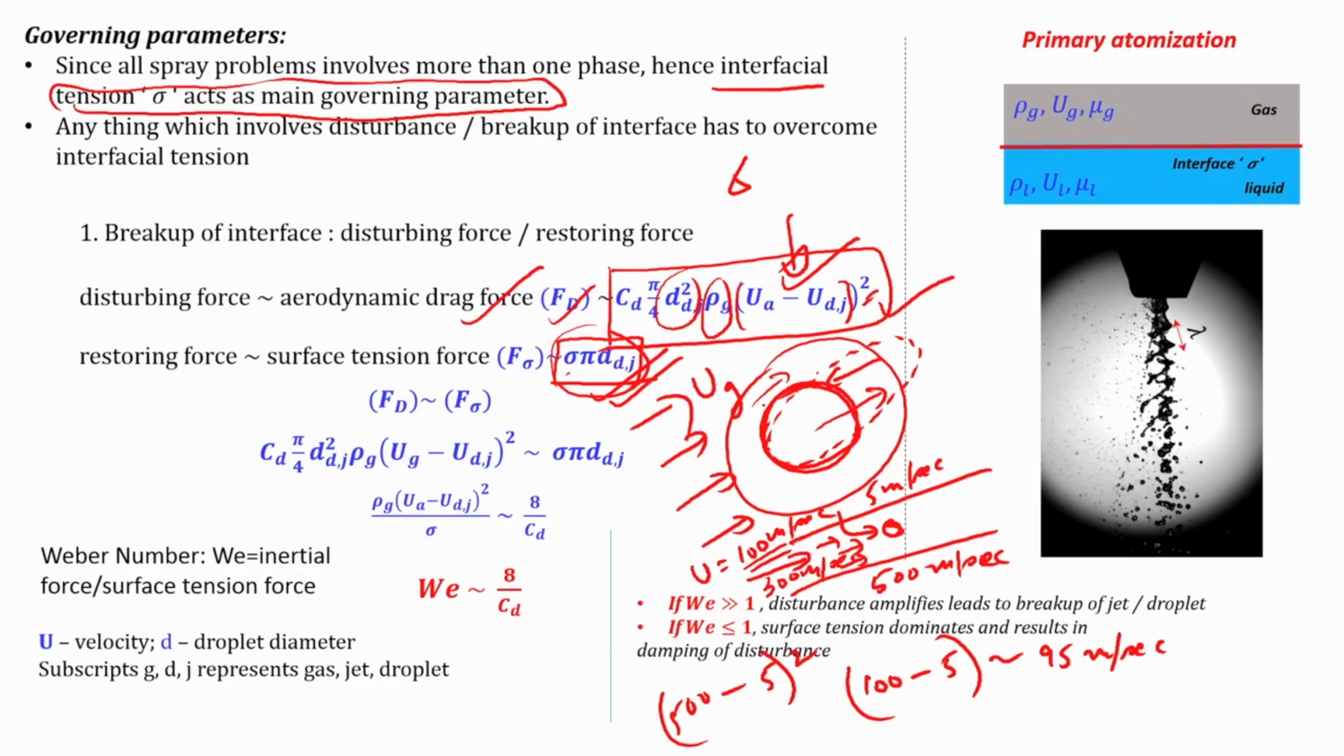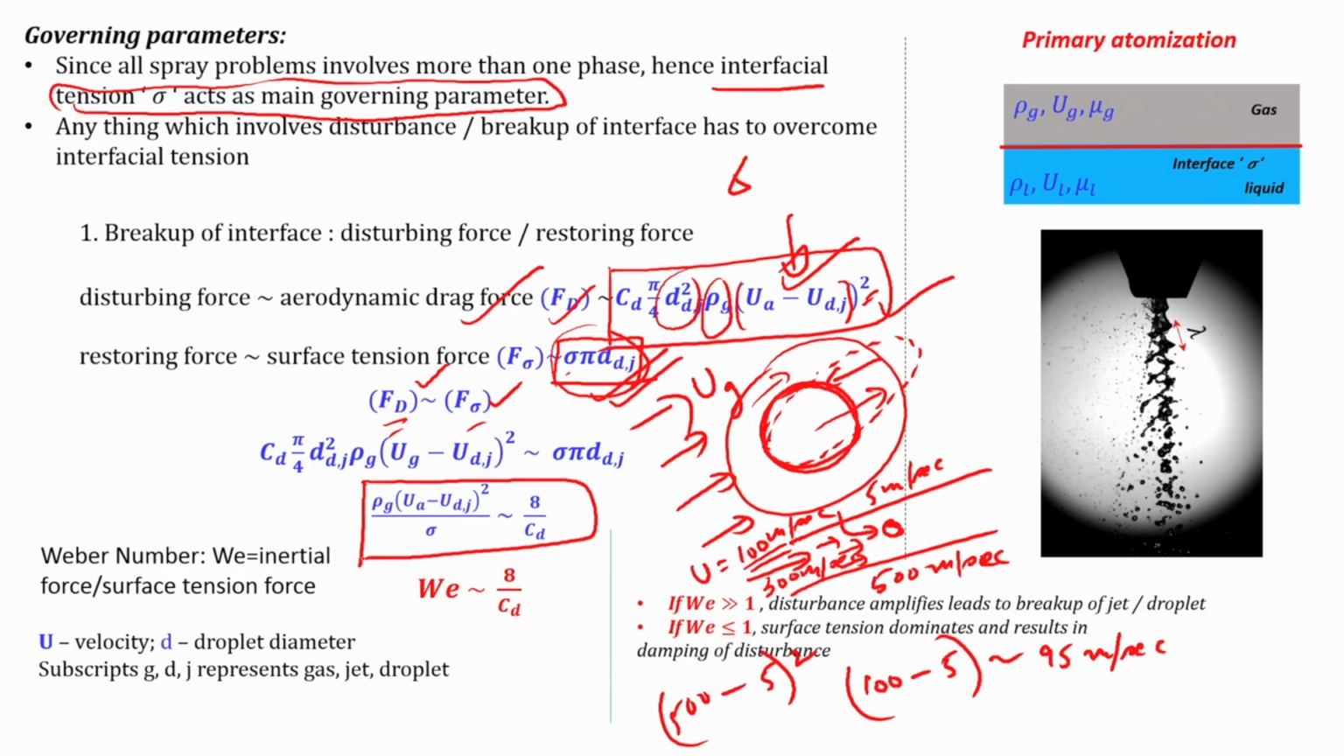Okay. Now, in the limiting case, when both these forces are the same, right, you can equate the two, that is the drag force is equal to the surface tension force. So, basically you equate the two and you can get an expression like this, right. Now, this expression, if you look at the left hand side and the right hand side, both are non-dimensional in nature, right.